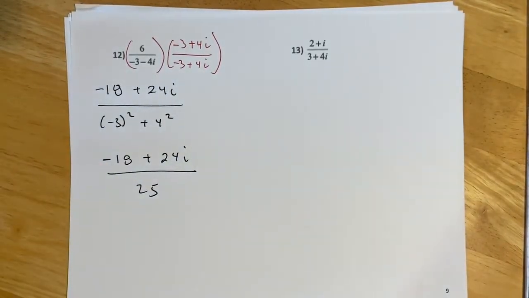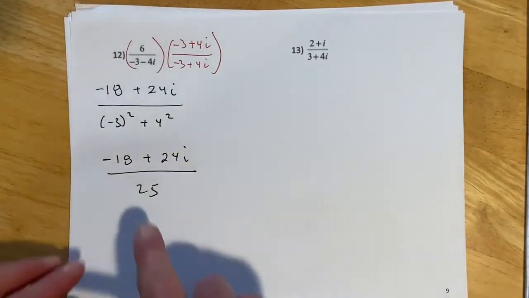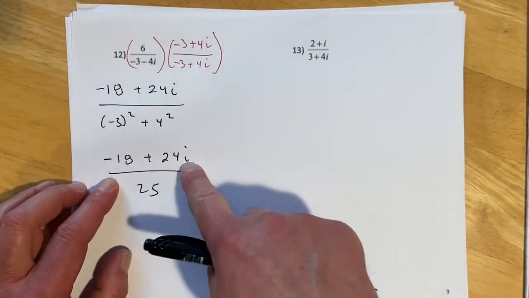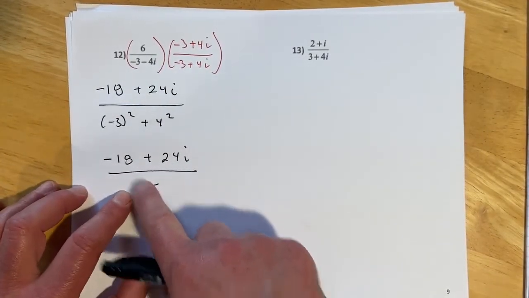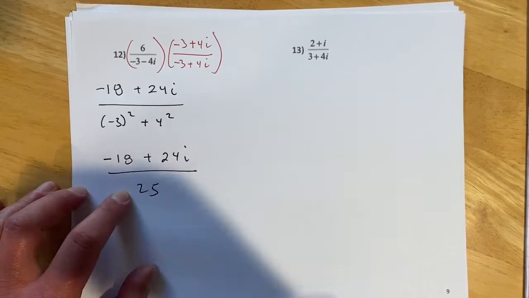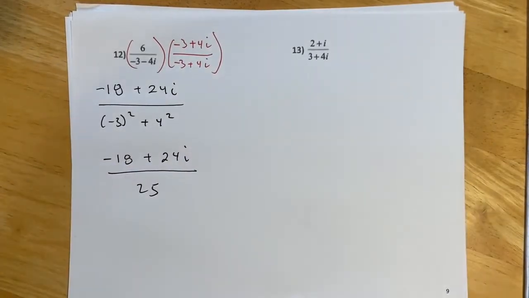And that, if you look, there's nothing that goes into it. Here I could factor out a 3, but it doesn't do anything with the 25. I can't divide out a 5, and this one's the limiting, so we can't reduce it any further.